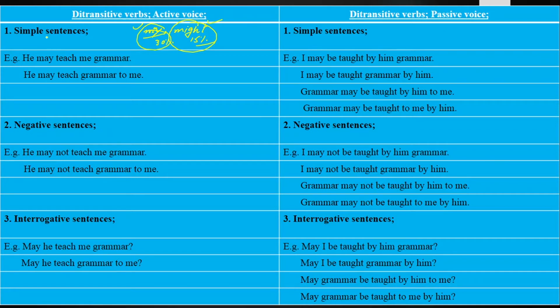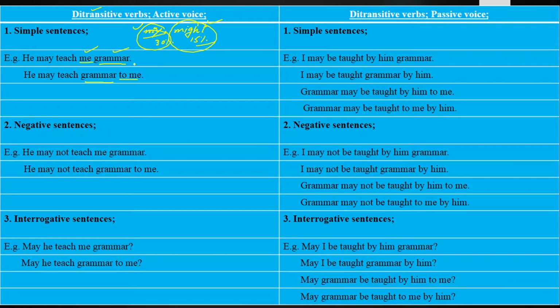Now here we will discuss the ditransitive verb, as I told you, which needs 2 objects and can be changed from active voice into passive voice in 4 ways. Now they need one indirect object and one direct object. The indirect object comes first and then the direct object. If you want to bring the direct object first, then you need to take the help of a preposition with the indirect object. Now we will make sentences of the ditransitive verb with may.